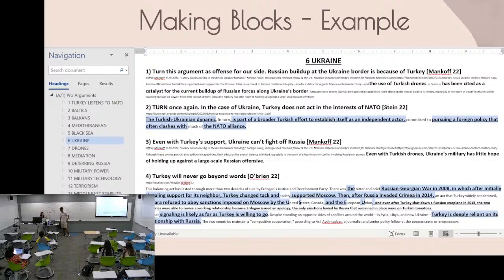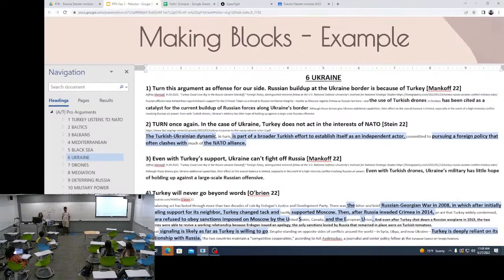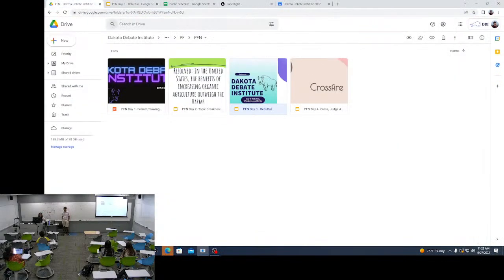Additionally, this does differ per team. This is how Aditya and his team write their blocks. I'm going to show you how Maddie and I do ours.